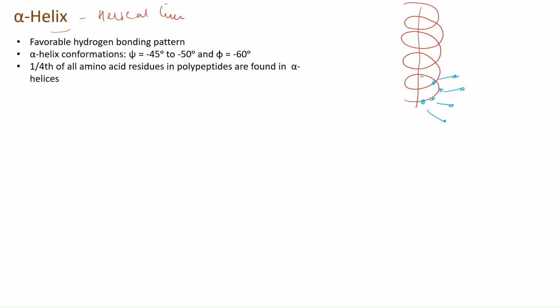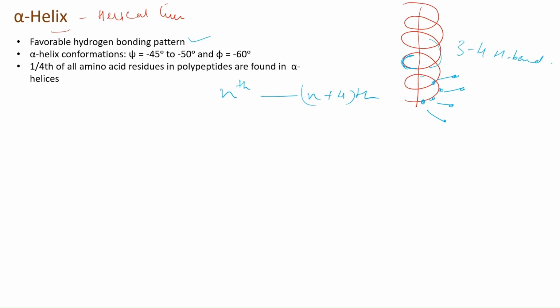So alpha helices are mainly stabilized by hydrogen bonding. This bond is present between the amino acid at the nth position and the amino acid at the n plus fourth position. So with every fourth amino acid, a hydrogen bond is formed. If we see these turns, they are stabilized by 3 to 4 hydrogen bonds. So the alpha helix is the arrangement of the polypeptide backbone which is mainly stabilized by hydrogen bonds.